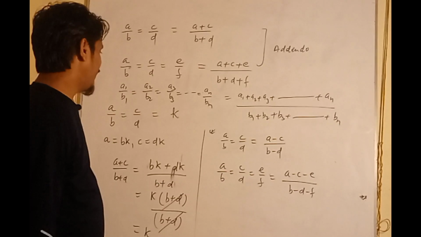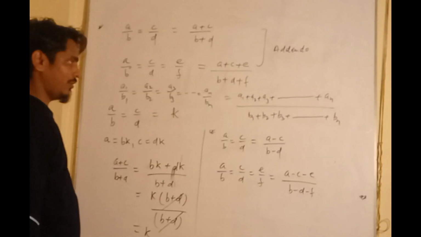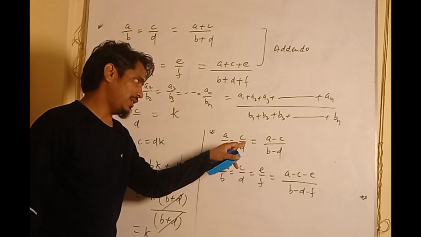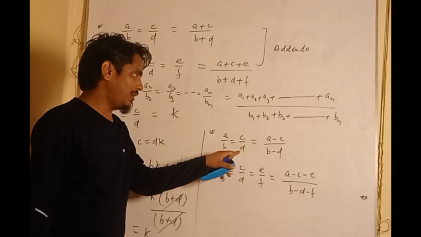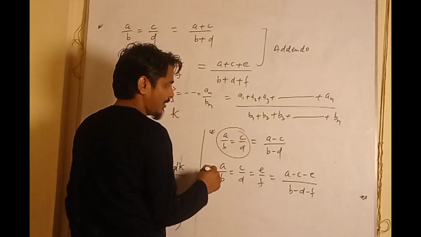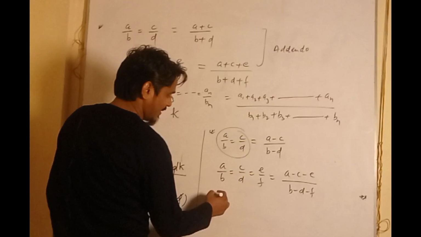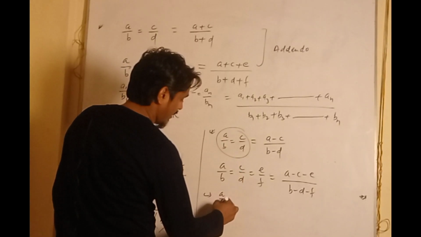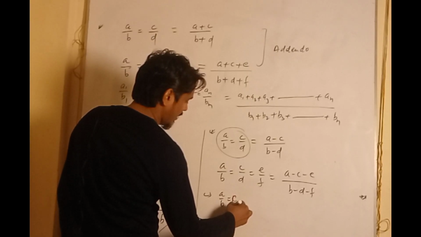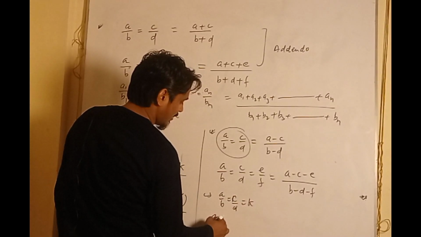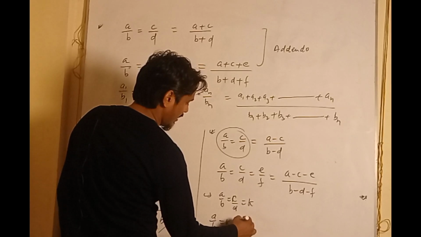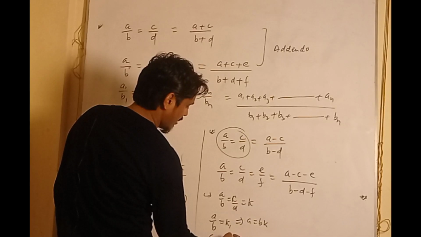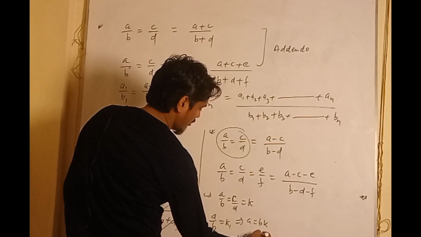So we can verify with the help of this method. You try whether by using this K method you are getting the value of A minus C over B minus D equal to C by D or not. How can you check? You can check these two equal to K, or let me just verify the first one. You can try the second one. So A by B is equal to C by D. I'm marking it as K. Then from here we can say A by B is equal to K, means A is equal to BK, and C by D is equal to K, means C is equal to DK.